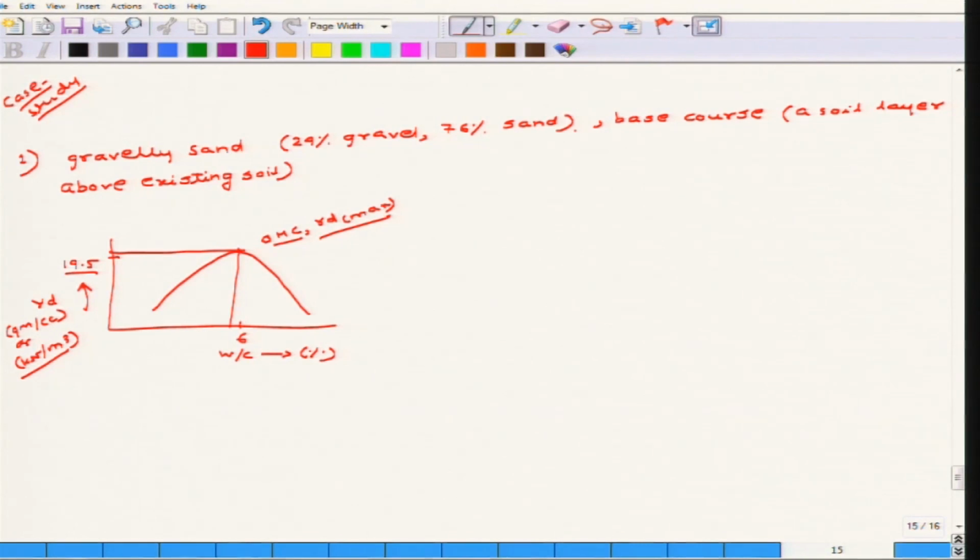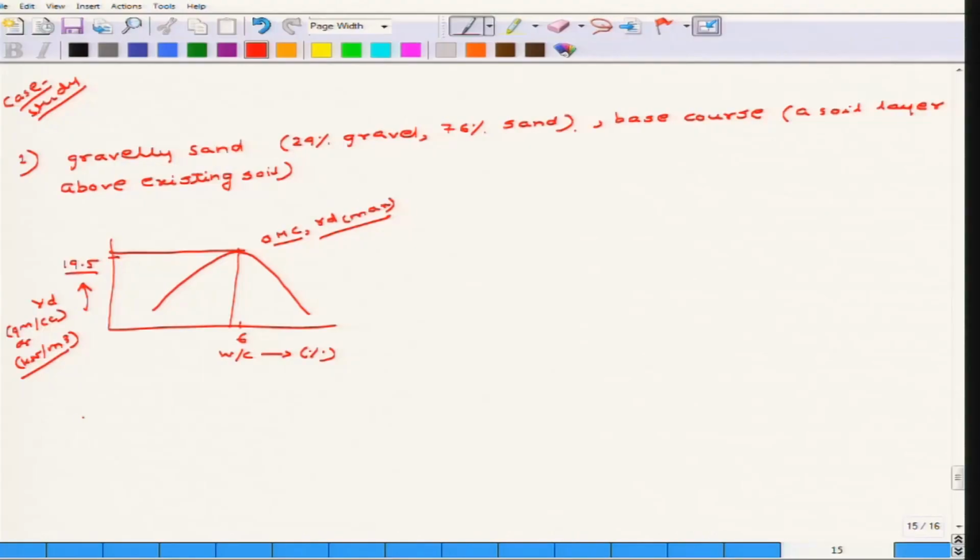Now the question is asked: what is the compaction criteria for the field? That means what type of compaction you are going to use, or which point you are going to use. Are you going to compact it at OMC, or on the left side of OMC or on the right side of OMC? Here you have to know that the left side and right side of OMC are very important, because in most earth structures, like embankments or footings, they generally go for 95% of maximum gamma d. This is a common practice that is mostly used.